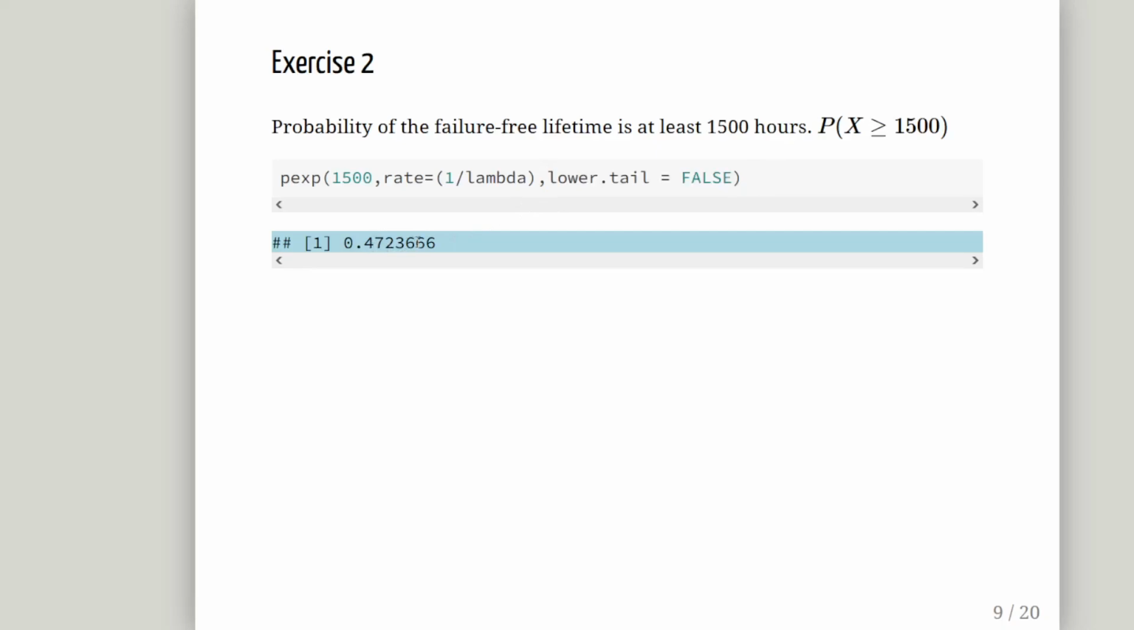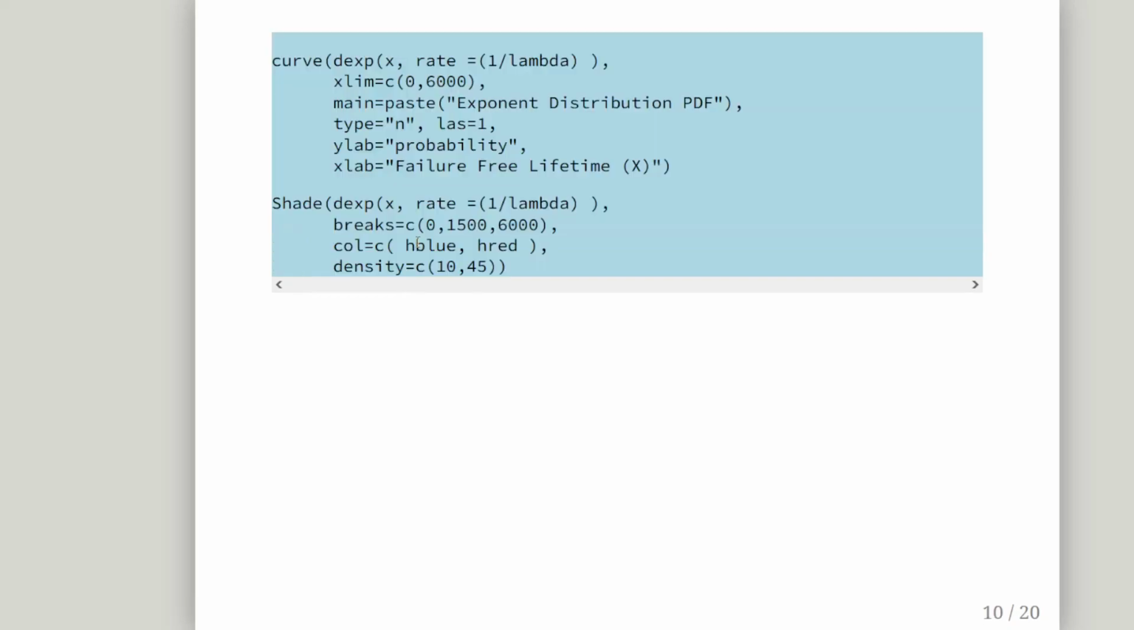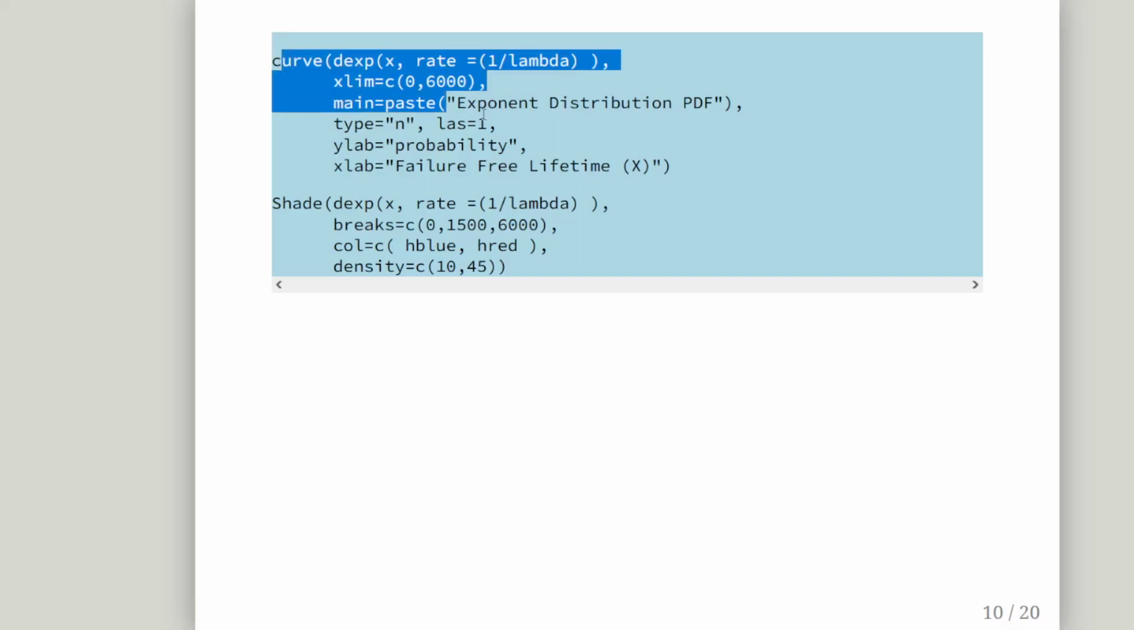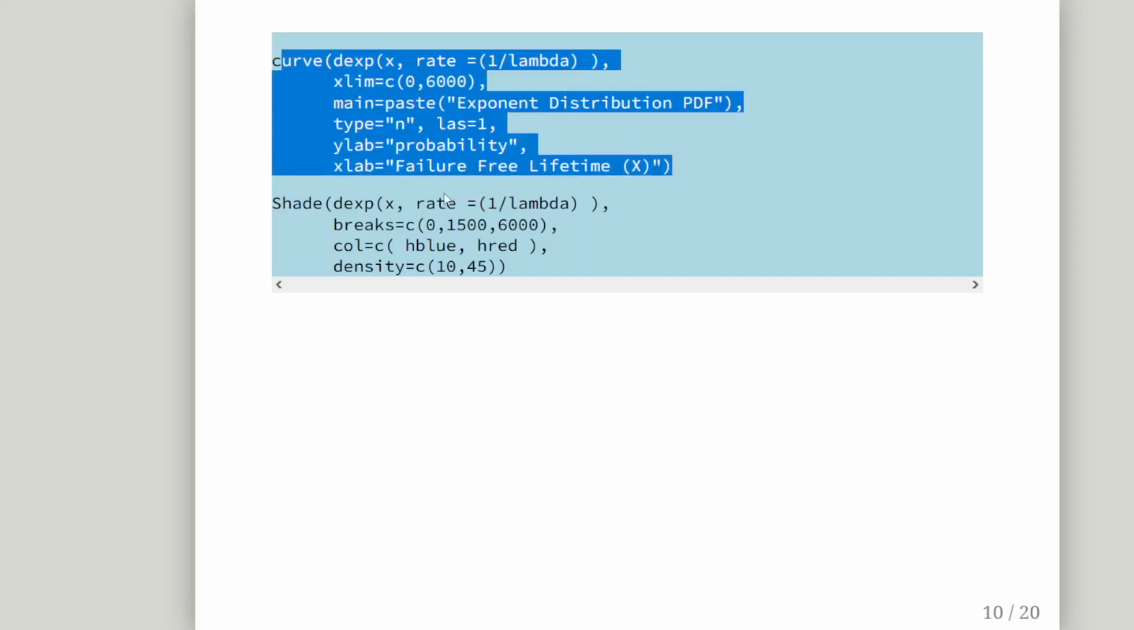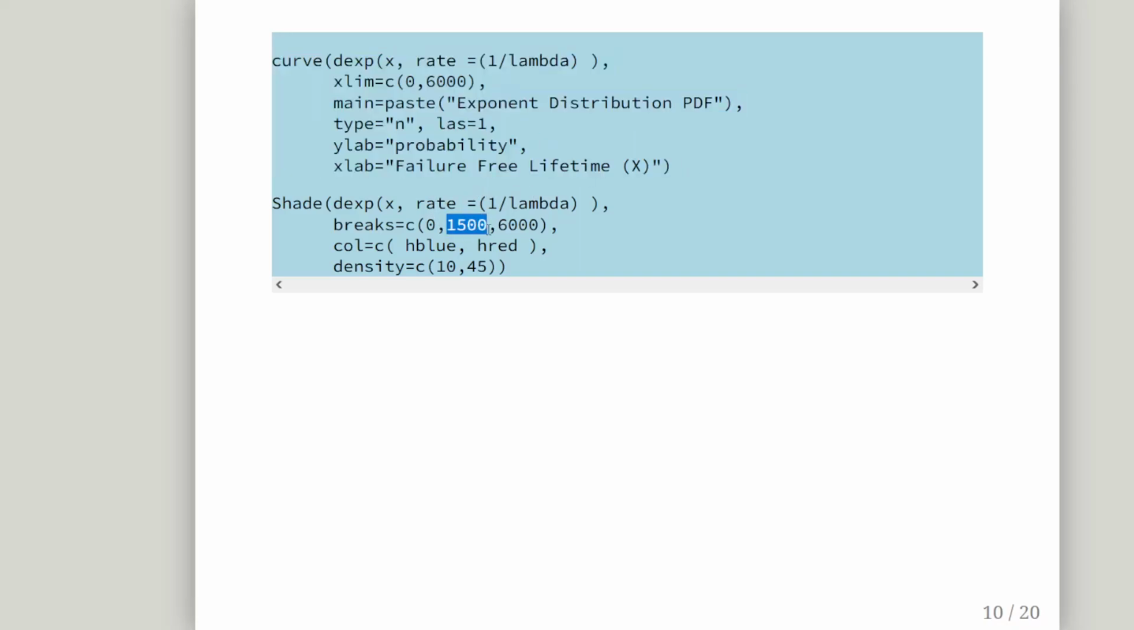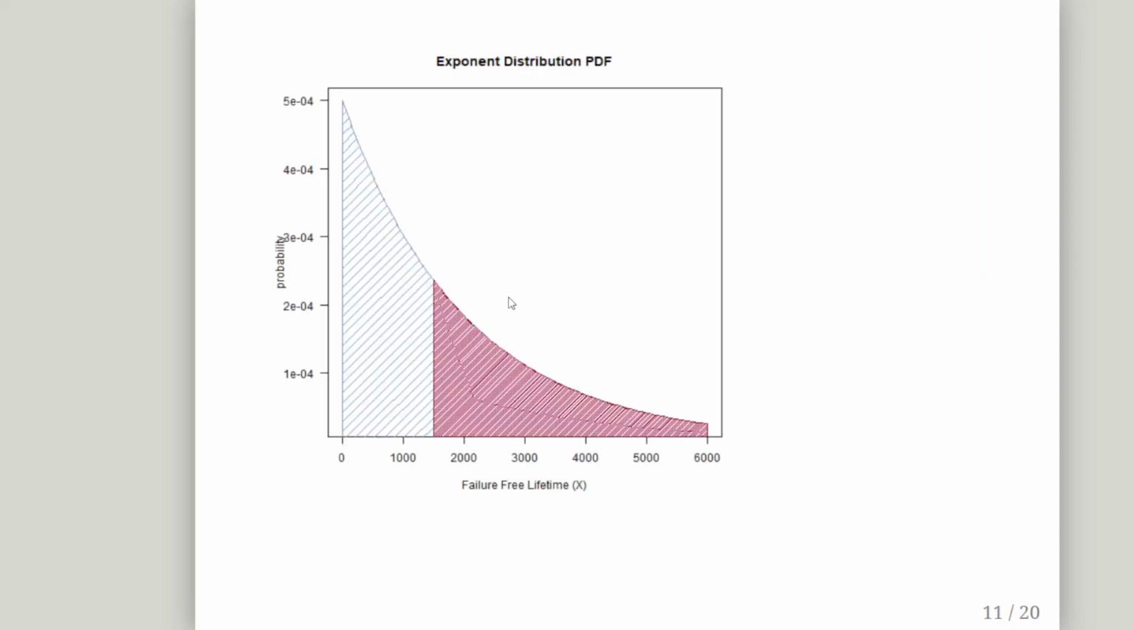0.4723666. Okay. That's the code again. This is exactly what I've used previously, and I've just changed this to 1,500. There we have it. You'll notice it's at 1,500 here on the x-axis.